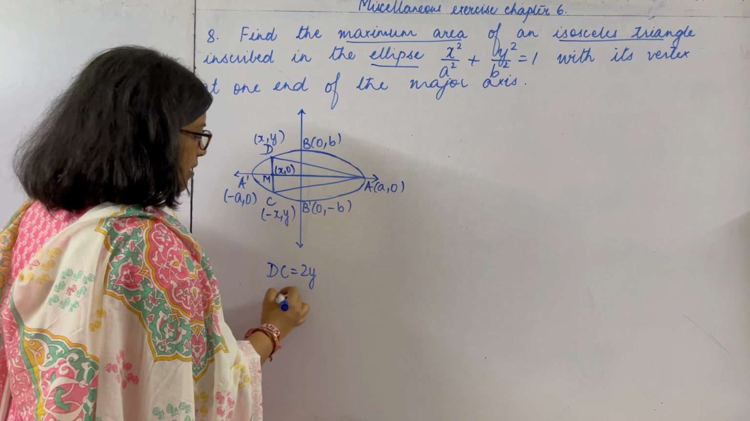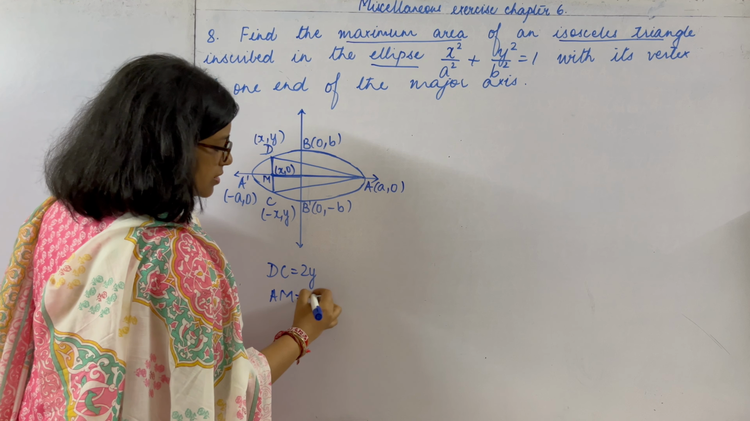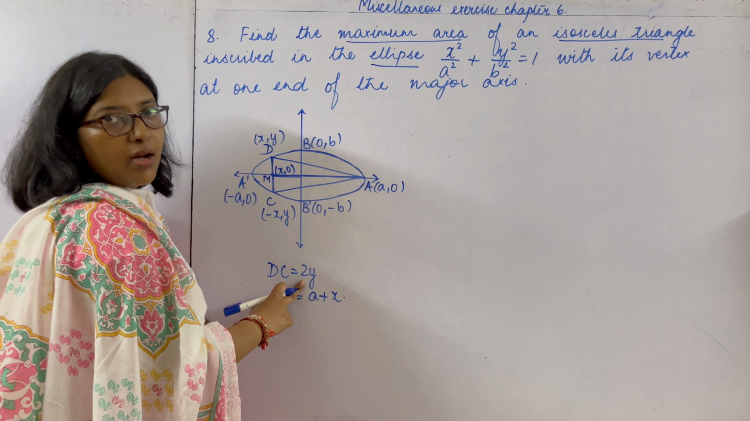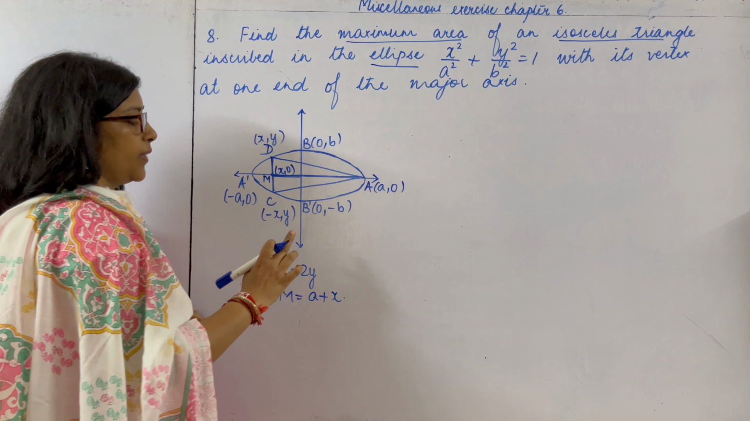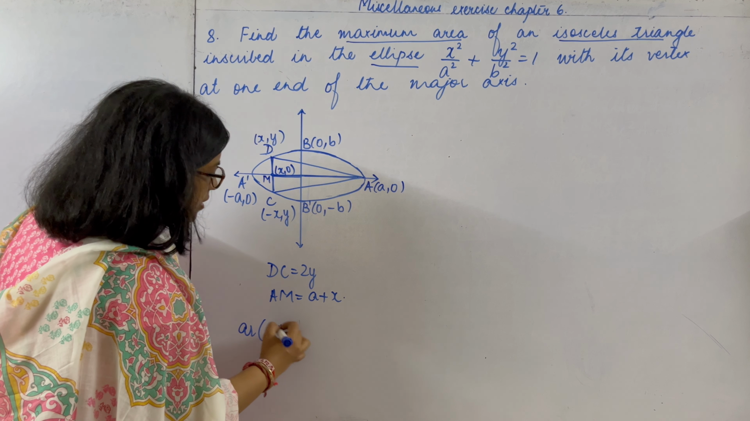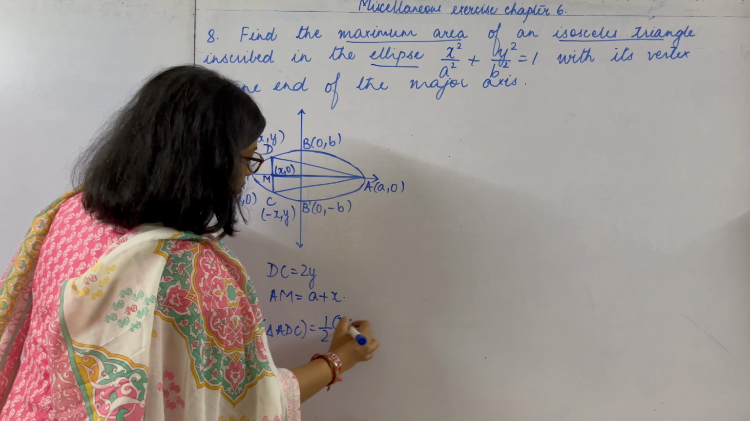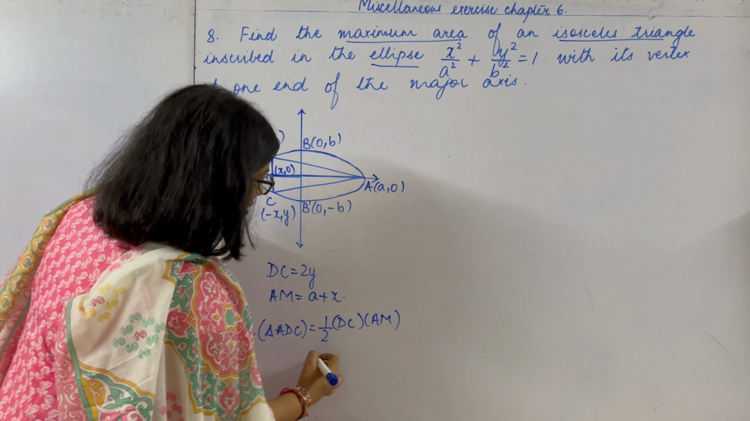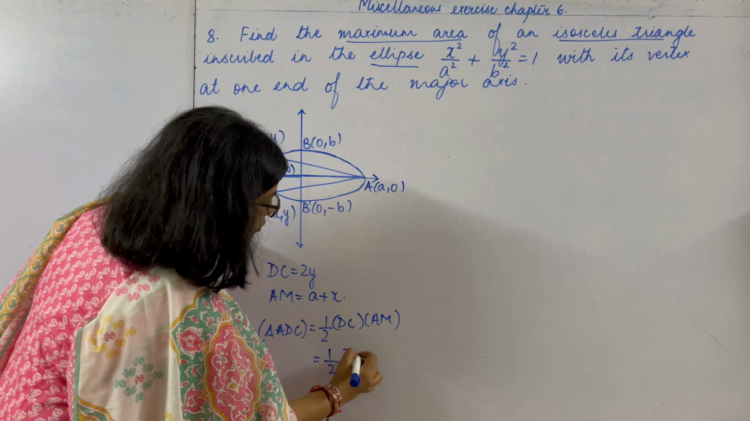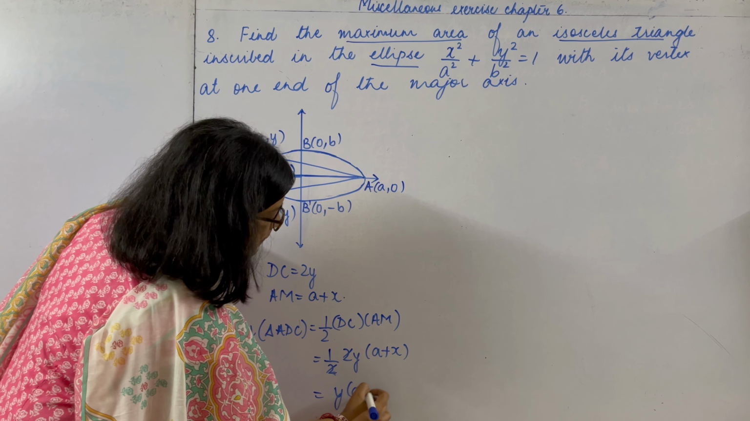So we have AM, this length is x and this is a, so it is a plus x. So the altitude is a plus x, the base is 2y. So now we are going to find the area of the triangle ADC, which is half base into the altitude, which makes the area half into 2y into a plus x, which is y into a plus x.